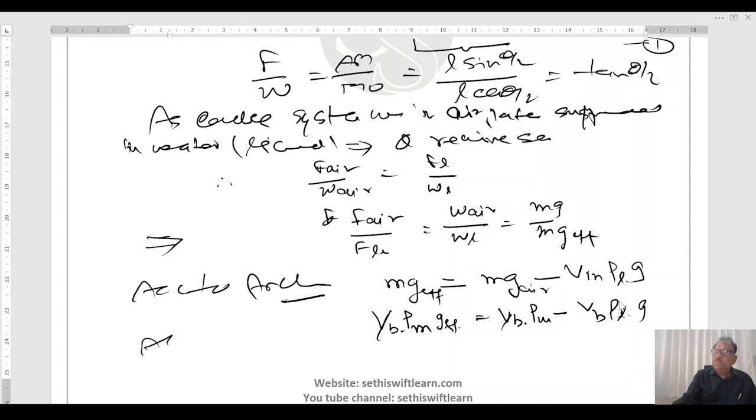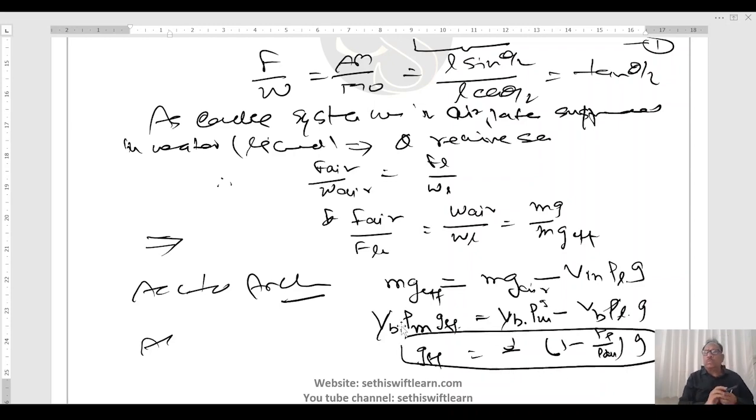V goes, g effective, g air, right? This is g air also. Therefore, g effective will be rho m times 1 minus rho L upon rho m, into g. So g effective comes out to be this one.